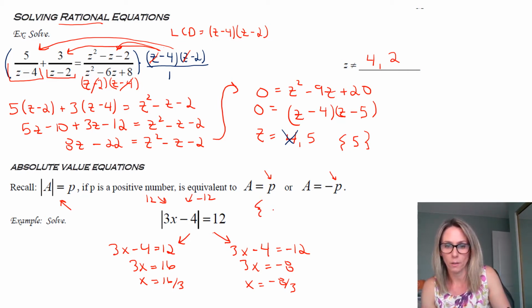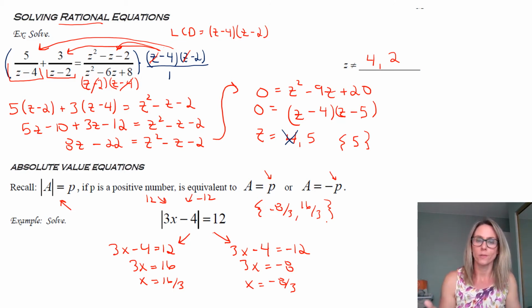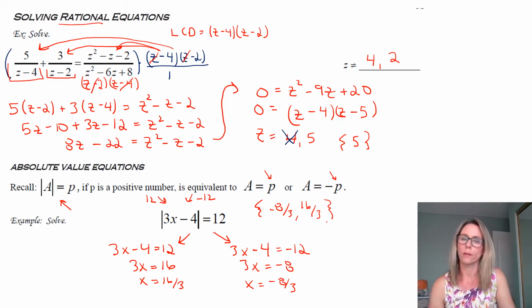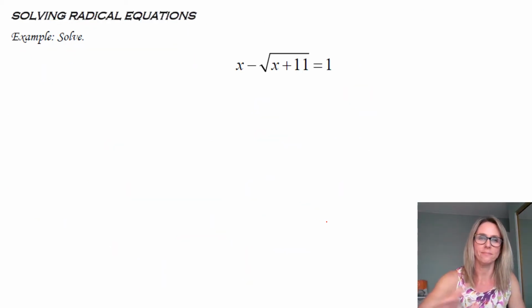I'm going to go ahead and stick those in a solution set. And there we go. So that's always what we want to do with an absolute value equation such as this: think about the fact that the inside could either be that positive value that's on the right or the negative, and go from there.